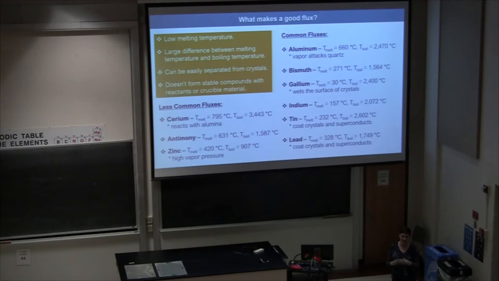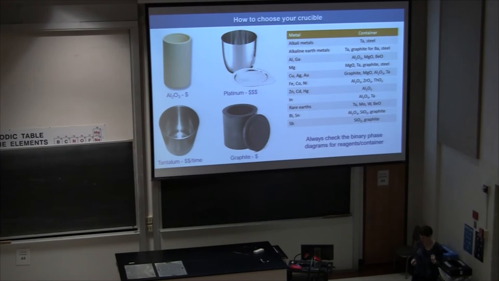And this is by no means the entire story. There are other metals that can be used as fluxes, and the way that you decide what flux to use is you always want to consult your binary phase diagrams, which we'll get to in a bit. Okay, so if you've picked a flux, the next thing you need to do is pick a container. There are sort of these guidelines that you can find in the literature, depending on what metals you're using, what containers are recommended. Again, you always want to go back and look at the binary phase diagrams.